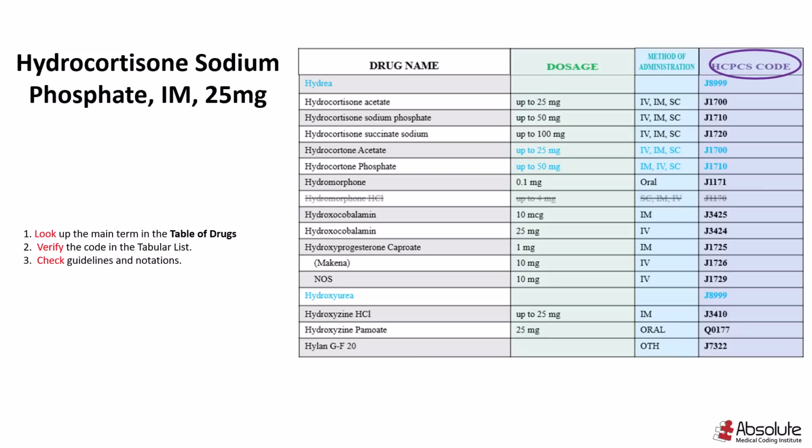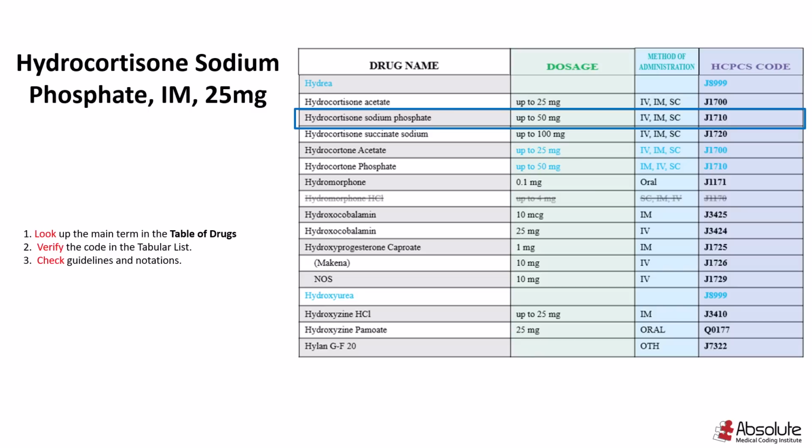So let's check what we have in our scenario. We have hydrocortisone sodium phosphate IM 25 mg. So the correct answer is going to be hydrocortisone sodium phosphate, dosage up to 50 mg, and route of administration.